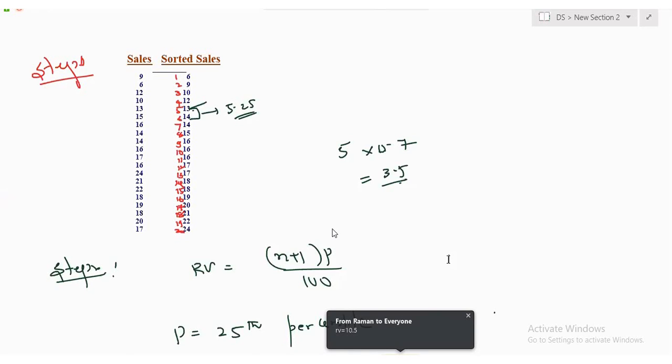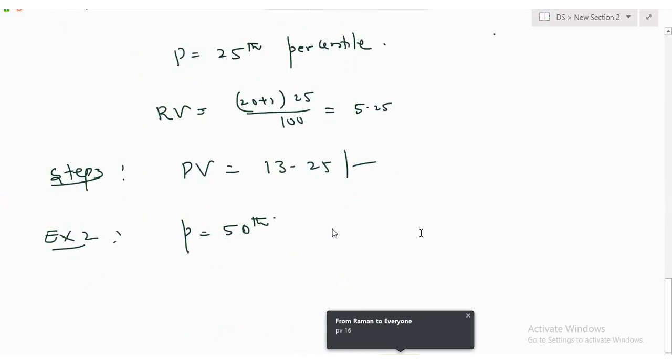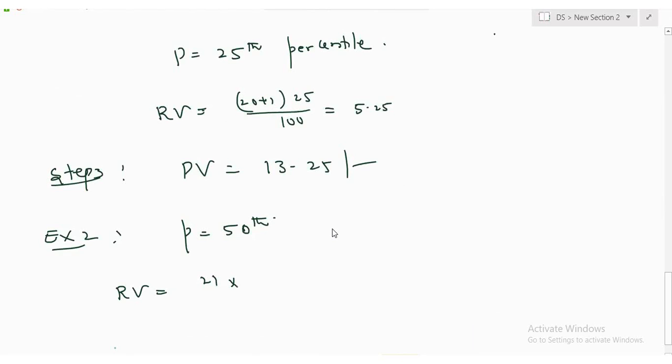RV is 10.5. Everyone got it? Someone stuck? RV is 10.5. What about the PV? How much is the PV? Where is the 16.5? Let me do this. RV, how much is that? 20 plus 1, 21, into 50 divided by 100, that is 10.5.